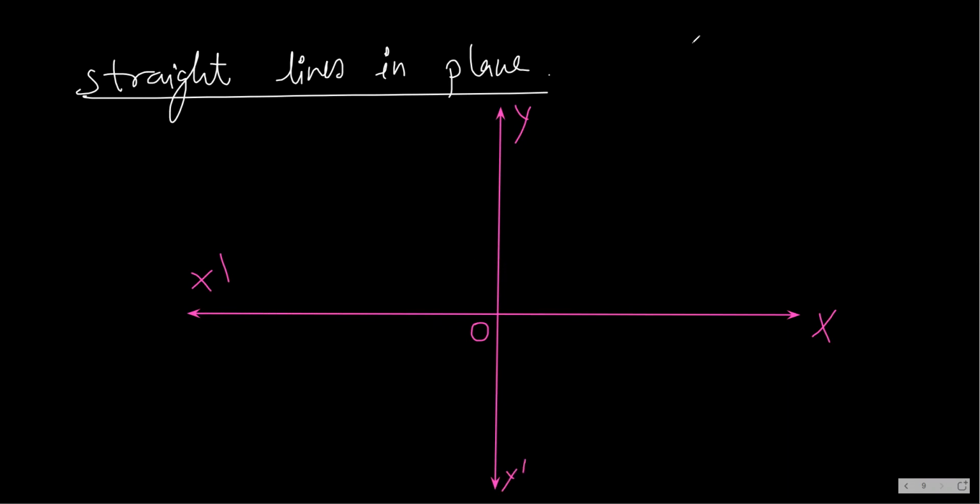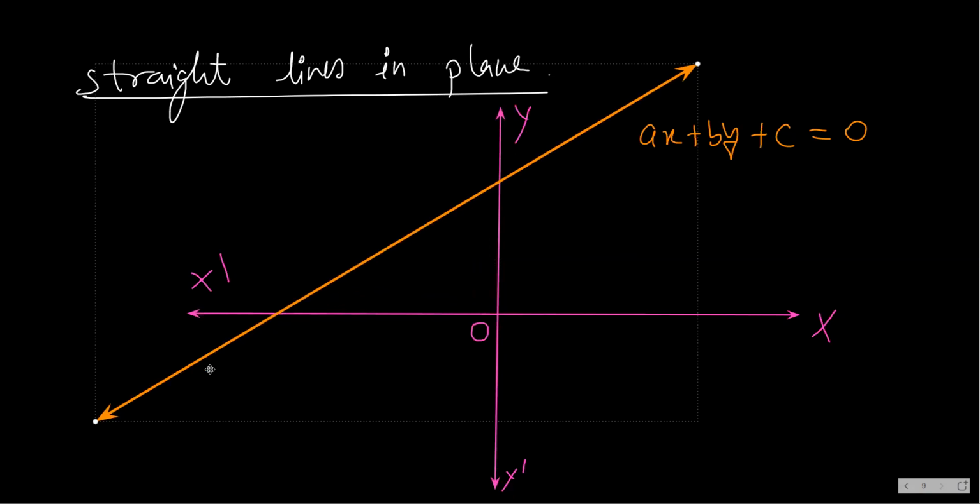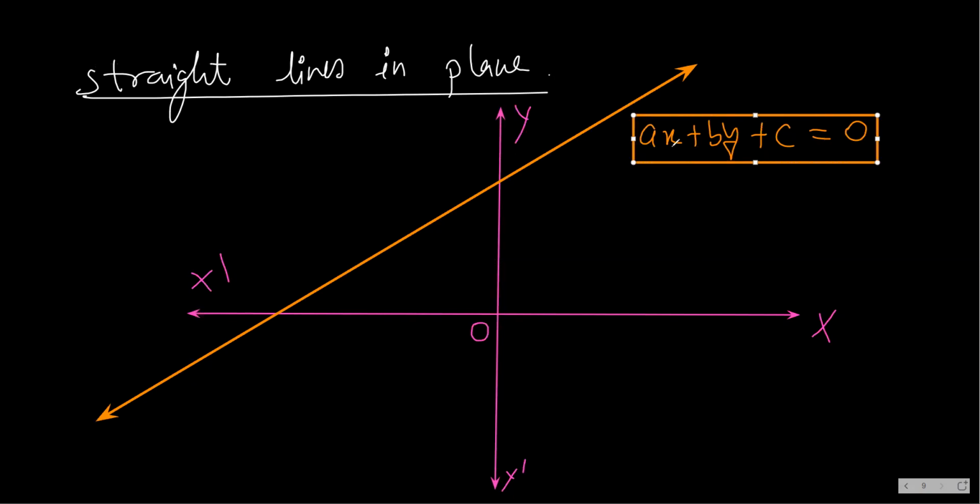Now here, if you remember, a line in general has the equation ax plus by plus c equals 0. A line in general has this equation. There were many forms, but this was the equation of a line in general form. This is the general form of the equation of a line in a plane.